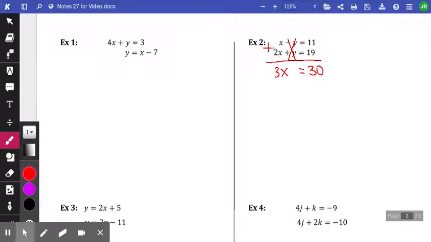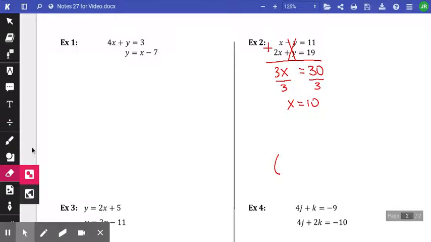So I was able to add these two together because they were already lined up. When I added them, my y's canceled out. So now I'm left with one equation with one variable, which I can solve. So to get x by itself, it's being multiplied. So I'm going to divide both sides by 3, and I'm going to come up with x is equal to 10. So for my ordered pair, this is telling me my x coordinate is 10.